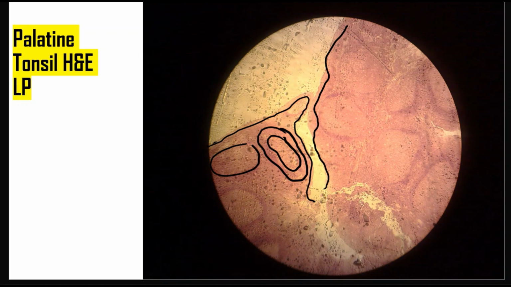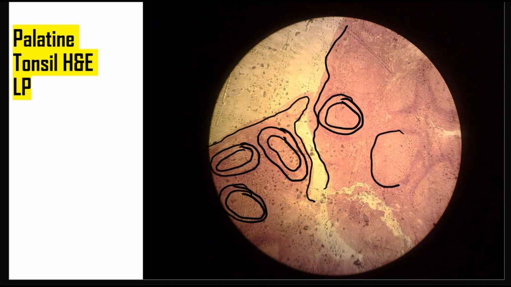This lymphatic nodule again has got a germinal center here. This lymphatic nodule has got a germinal center. This lymphatic nodule here, germinal center. So draw them like that. Lymphatic nodule has got a germinal center.